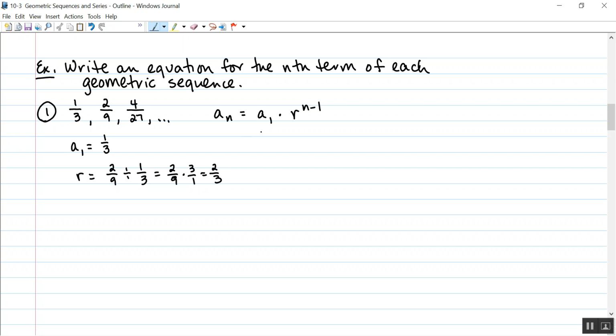So plugging those into the formula, a sub n is equal to 1/3 times 2/3 raised to the power of n minus 1. Notice that I don't multiply the 1/3 and the 2/3 because when I go to plug in a value for n, what I'm going to do is do n minus 1 and raise 2/3 to that power and then multiply it by 1/3. So use the parentheses to distinguish between those two numbers.